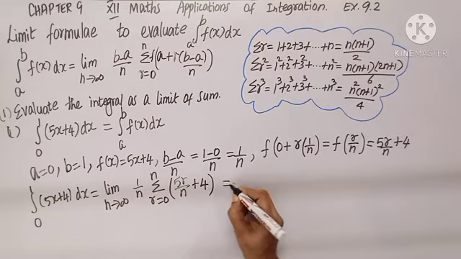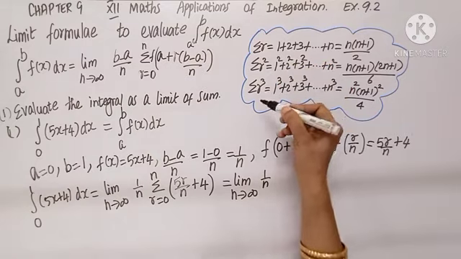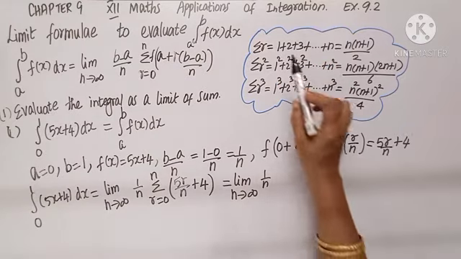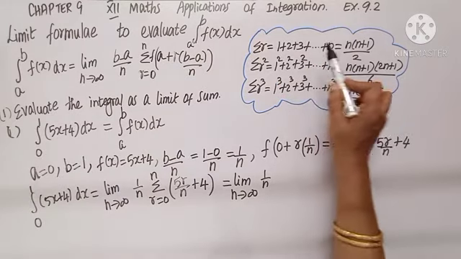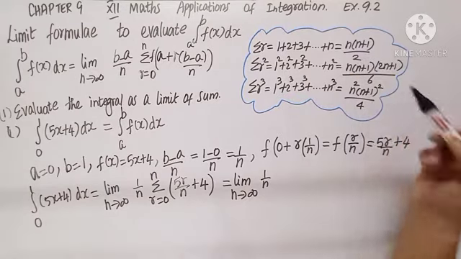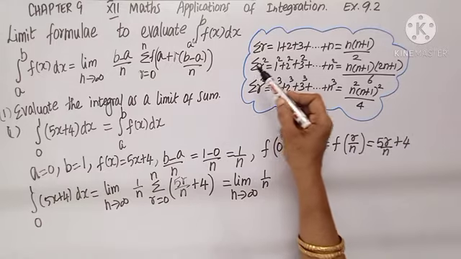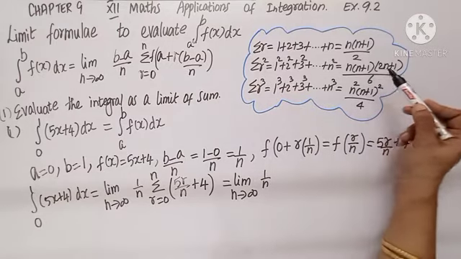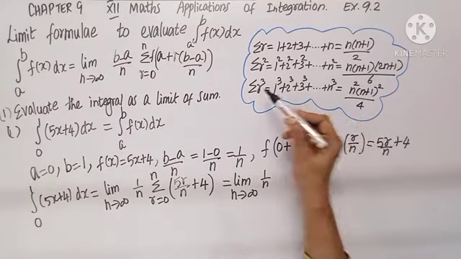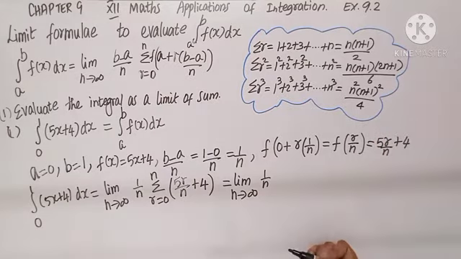While finding sigma, I will have sigma r squared, r cubed. So we must remember the formulas from 1 to n. Sigma r is n into n plus 1 by 2. For squares, sigma r squared is n into n plus 1 into 2n plus 1 by 6. And for cubes, we have n squared into n plus 1 the whole squared by 4.